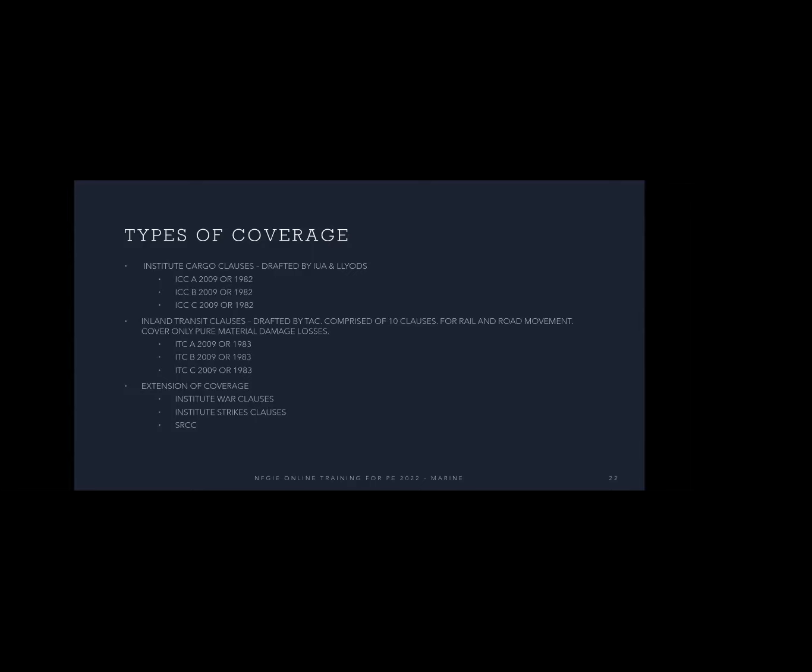Now we'll go to the inland transit clauses. These inland transit clauses were drafted by the TAC, Tariff Advisory Committee, comprised of 10 clauses, and it is for rail and road movement, covering only pure material damage losses. However, there is a small change in the ITC 2009 clauses. They are covering domestic air transit also. Here also we have 6 versions, ITC A, B and C, 2009 and 83 versions.